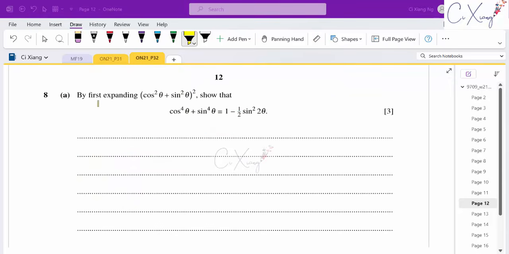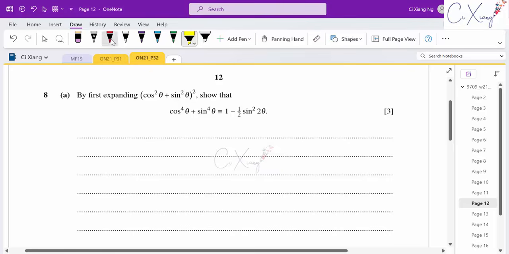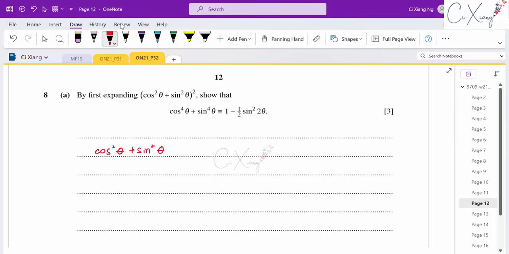Okay, so question number 8. By first expanding this term, they want us to show that we'll get this equation here. Since they already give us a hint to expand this particular term here, but before we can start expanding, and to prove, to get the equation, by right, you should have an equation at the beginning. So this is just an expression, right? So I'm having cos square theta plus sine square theta. Okay, so the whole thing I want to square it. Before I expand it, I just want to create one equation first before I expand it and rephrase our expressions.